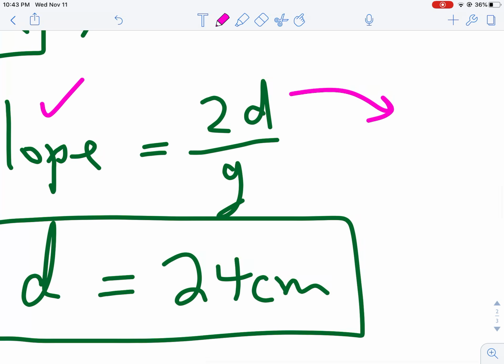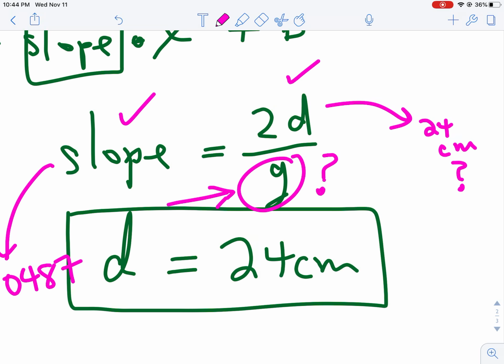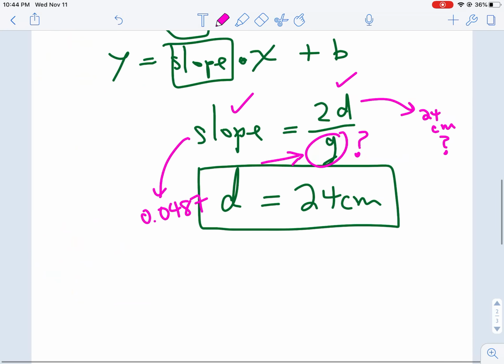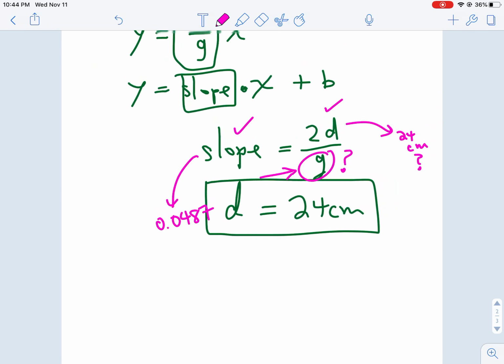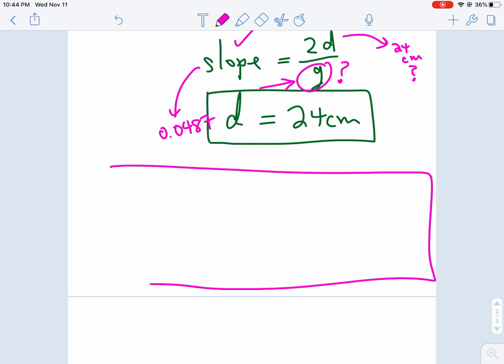Do you need to convert? I'm just going to write 24 centimeters, question mark. And you can plug in that value of d, plug in the value of slope, and solve for g. Just a hint: don't forget to get it out of the denominator. And what I want you to do is show these calculations right here in your Notability file.